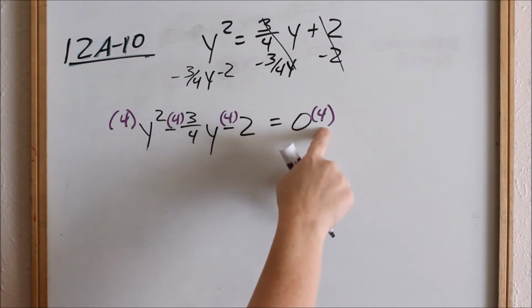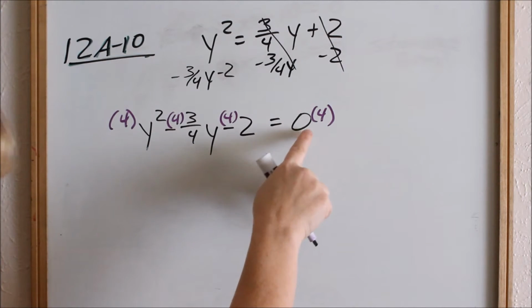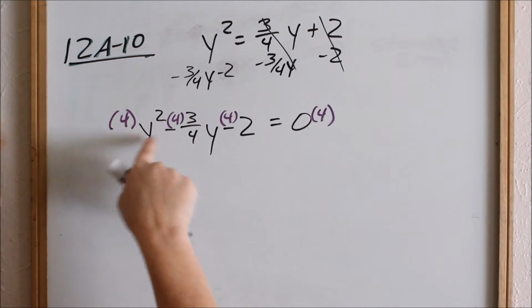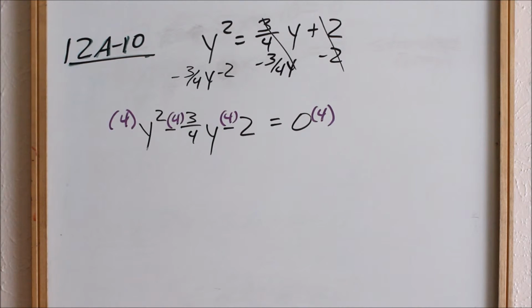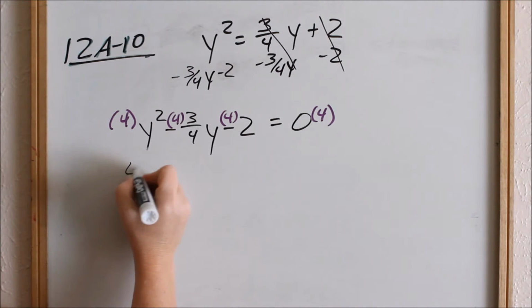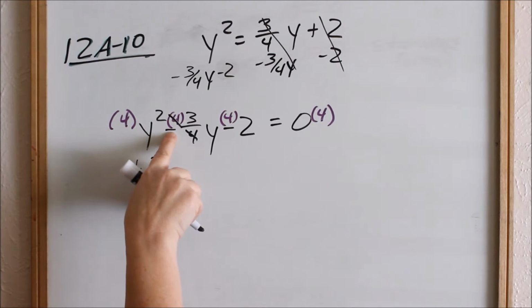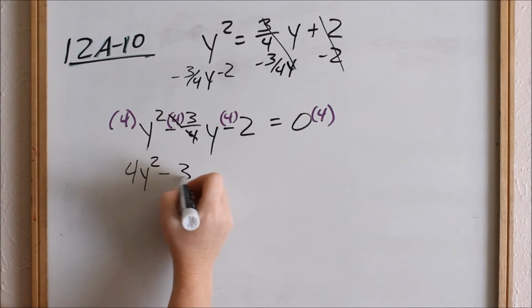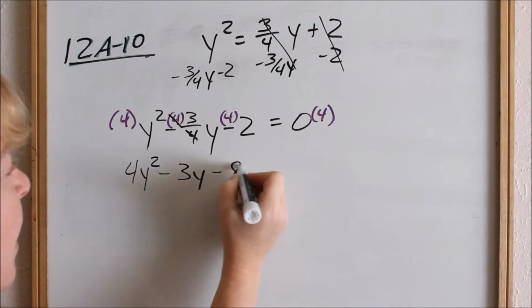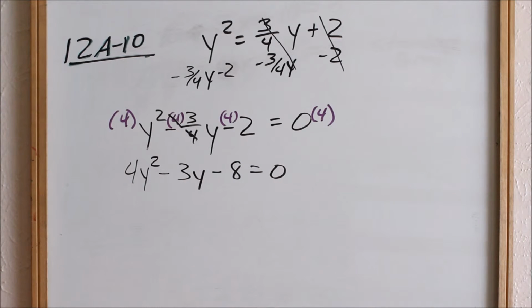Even though we know 0 times 4 is 0, if you just get in the habit of writing it everywhere, then you've done a legal math move. So now what we have is 4y squared. Those 4's cancel. Do not forget your negative. Minus 3y minus 8 equals 0.